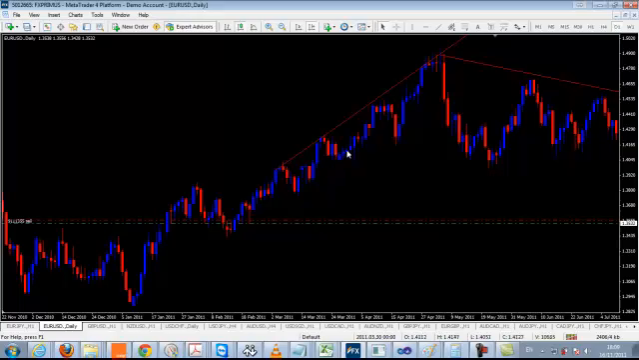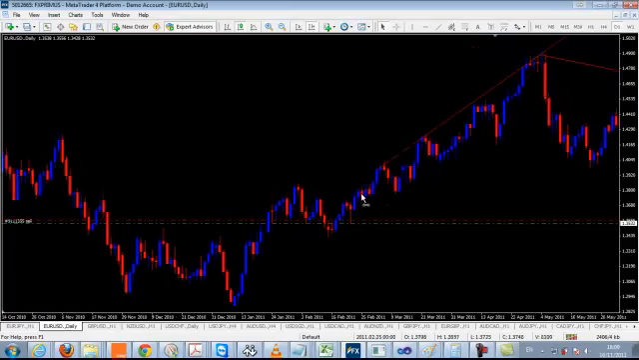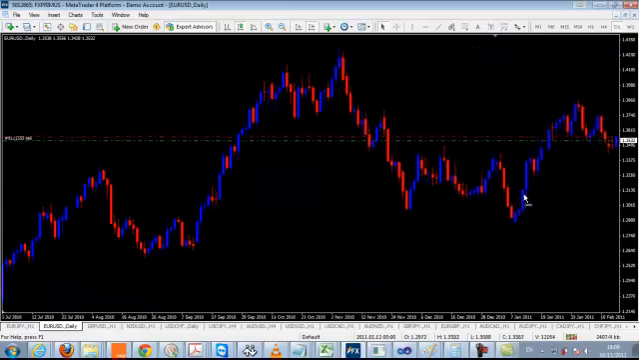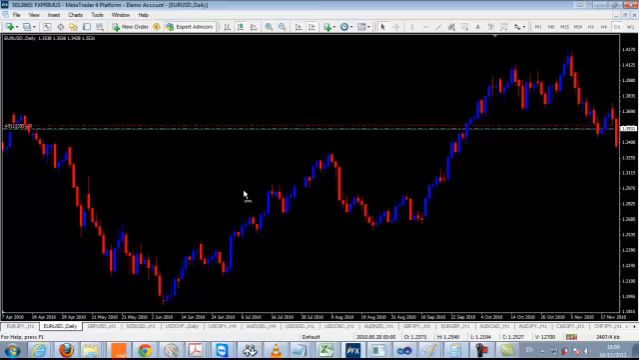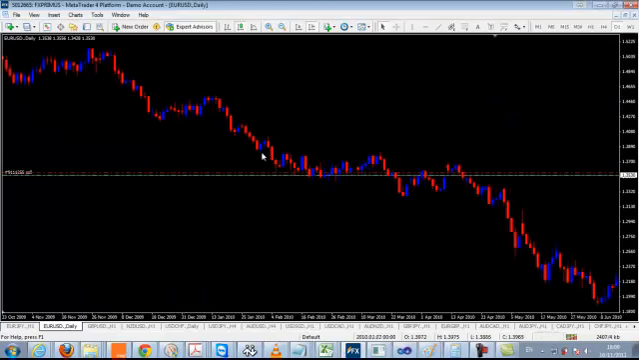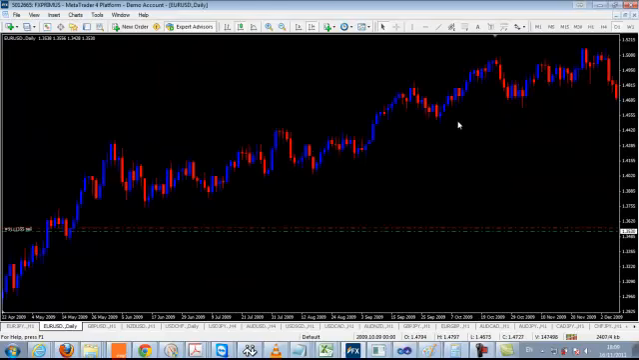Then we see that it goes down. It comes back up again. We get in. It's coming down. We're out. Goes back up again. This is called Elliot wave theory, and it repeats itself over and over and over on the currency market. Look right here.